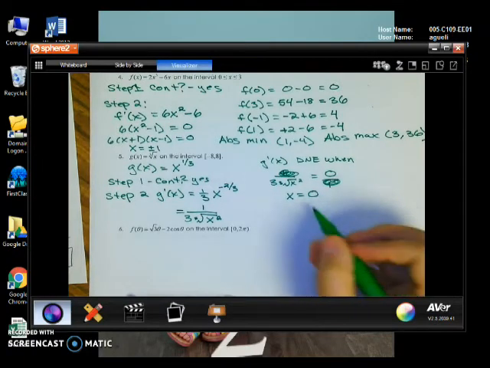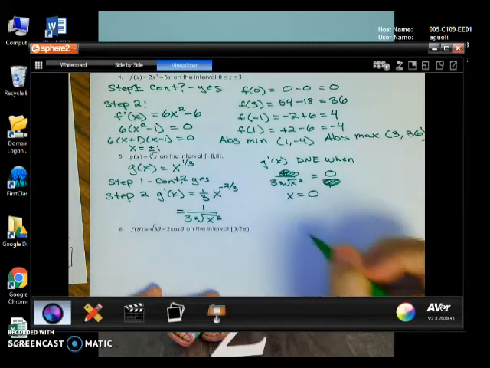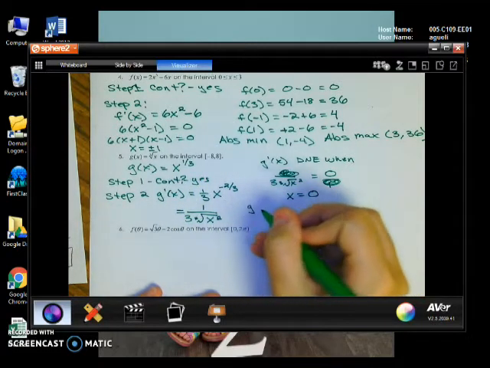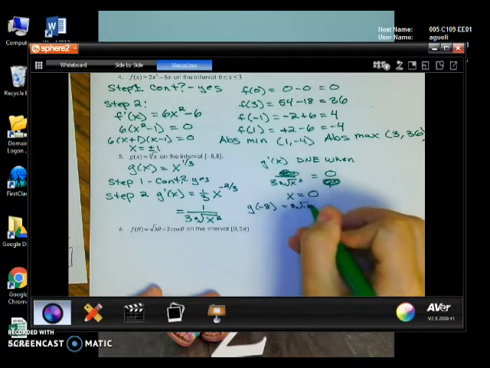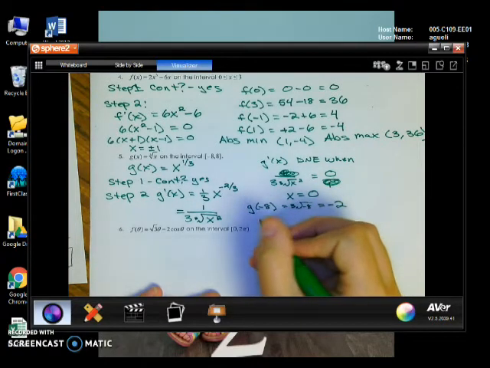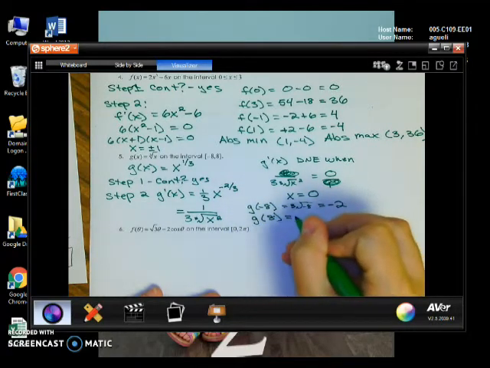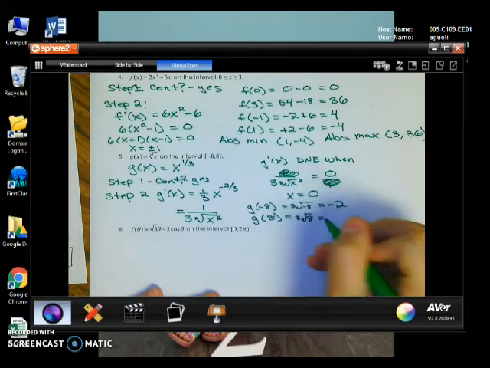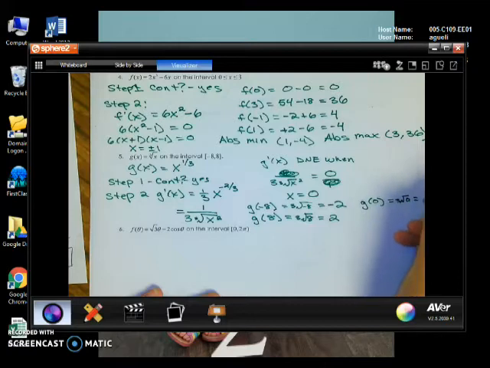So I'm not done yet, though, because now I need to plug in not only the endpoints, but also this 0 into the original. So if you plug in -8, that'd be the cube root of -8. You can take the cube root of a negative, you just can't take the square root. That gives you -2. Again, I usually do my endpoints first, just so that I don't forget about them. And the cube root of 8 is +2. And then I also take 0, plug it in there, and the cube root of 0 is 0.